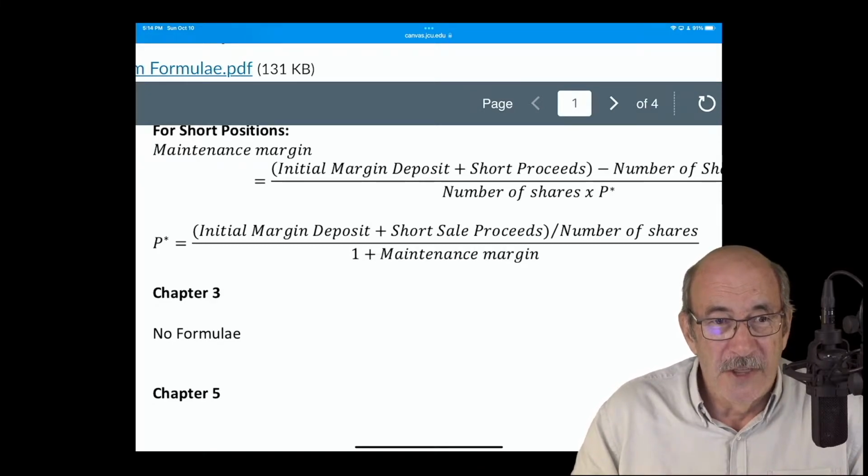Does that help on that part of it? Yeah, I just don't understand how to get the short sale proceeds. Can you go over that again?